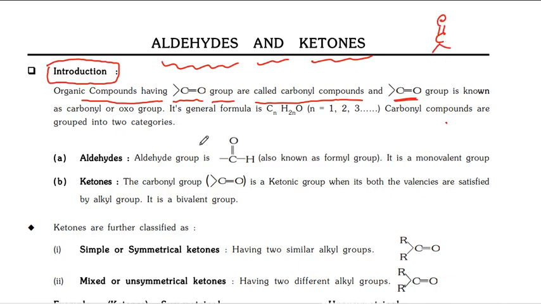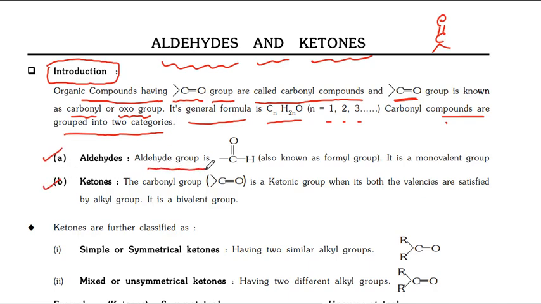This C double bond O group is known as the carbonyl group. It is also known as the oxo group. Its general formula is CnH2nO, where n equals 1, 2, 3, and so on. Carbonyl compounds are grouped into two categories. One is aldehydes, the other one is ketones.